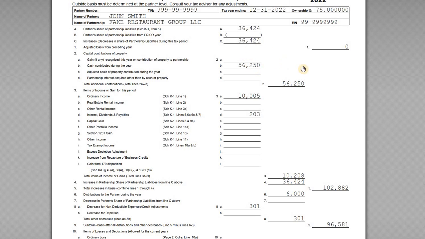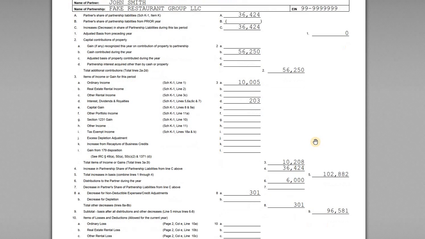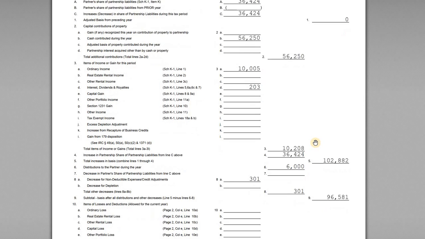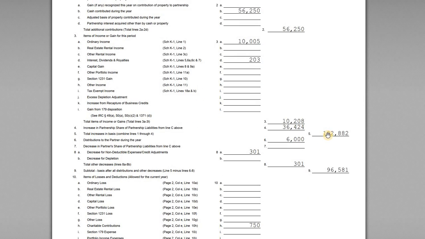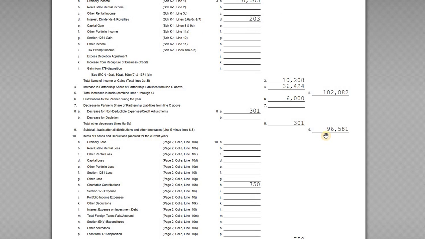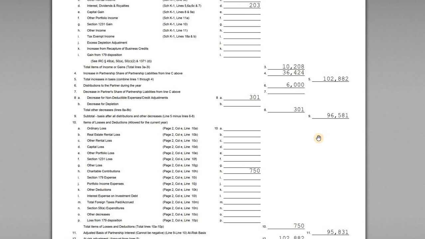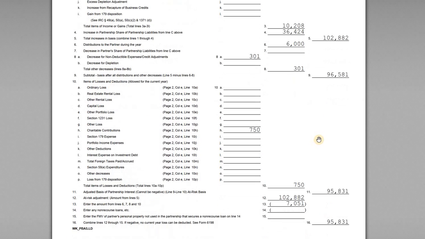So the way your basis works is you are increasing your basis for contributions you make, so capital contributions you make to the company, allocations of profits, so income. It's being reduced by distributions to you during the year and decreased by expenses being allocated to the year. And then at the very end of it, you're basically adding your capital account to your allocation of liabilities, and that is ultimately what your ending adjusted basis is going to be.